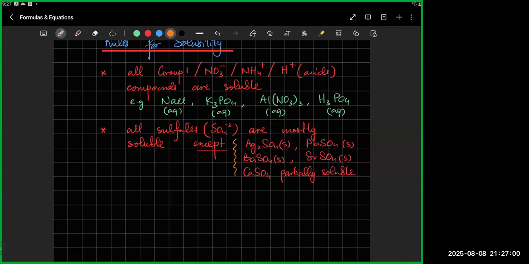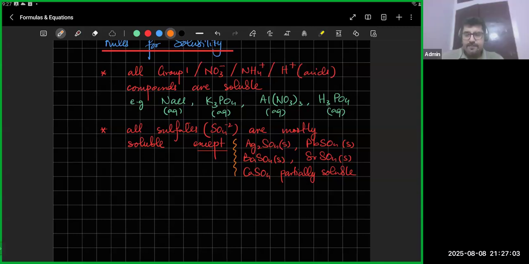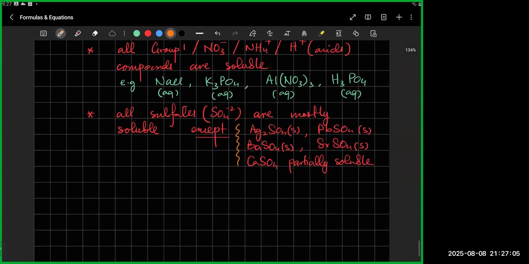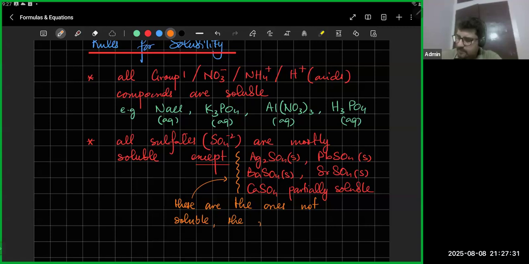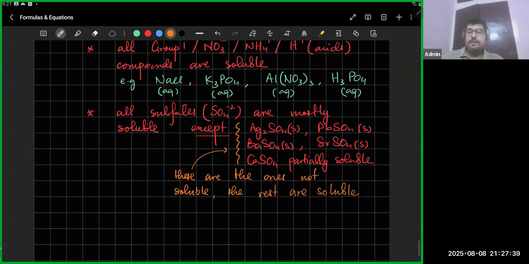Sir, the last one is Ca, CaSO4. Yes, it is partially soluble, but the first except means not soluble. Okay, I'll write here: these are not soluble. These are the ones that are not soluble, the rest are soluble.